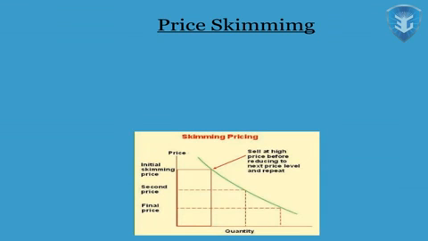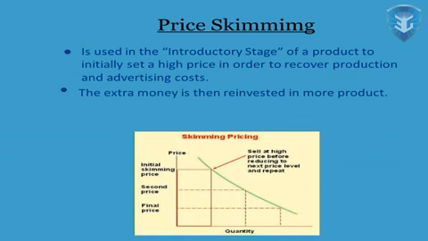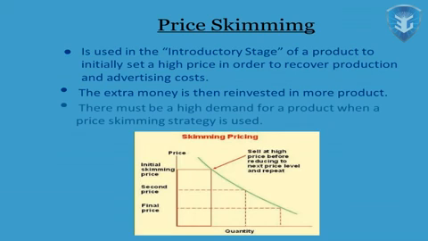Okay, I'm going to break down the five main pricing strategies. First is price skimming. Price skimming is used in the introductory stage of a product to initially set a high price in order to recover production and advertising cost. The extra money is then reinvested into more product. There must be a high demand for a product when a price skimming strategy is used.